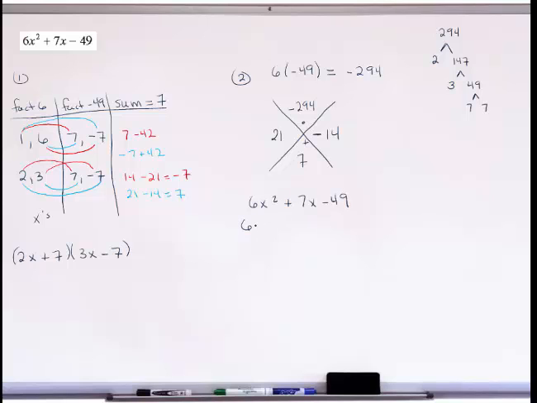I replace my 7x with negative 14x plus 21x minus 49. 6 and 14 have a 2 in common, and they both have an x. That leaves me with 3x minus 7. 21 and 49 have a 7 in common, so that leaves me with 3x minus 7. So I get 2x plus 7 and 3x minus 7. So again, same answer. And using the factor tree really helped to narrow this down pretty quickly.